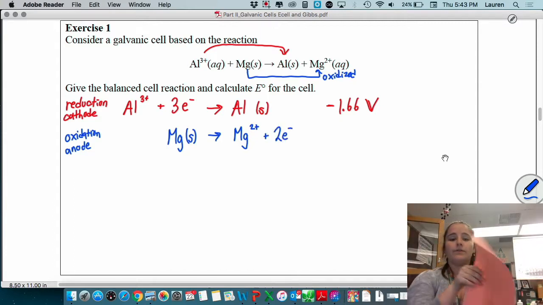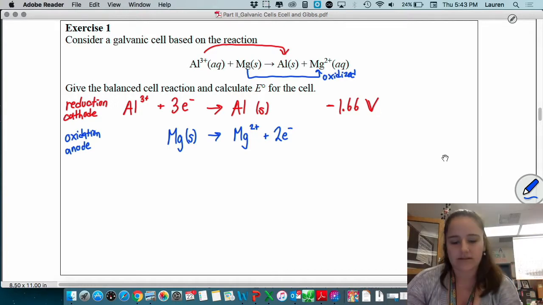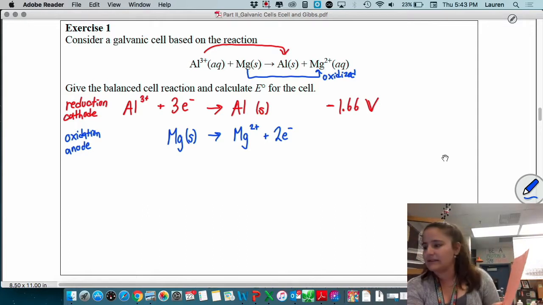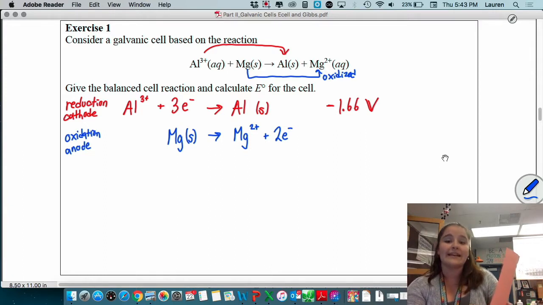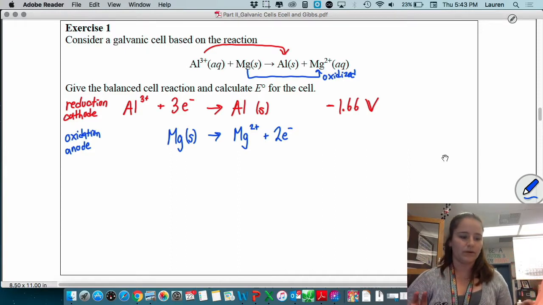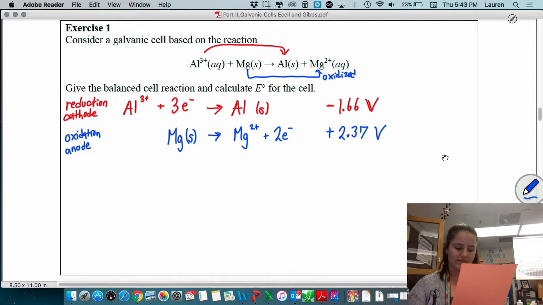Now remember on our chart, these are all written as reduction, so we're actually going to see the reverse of this reaction. Let me go ahead and find that. Look at the chart. There it is, it's 2 beneath the aluminum. Magnesium 2+ plus 2 electrons goes to magnesium solid. And it's on the chart as negative 2.37. But we flipped the reaction, so what do we do? We flip the sign. So it's going to be positive 2.37 volts.